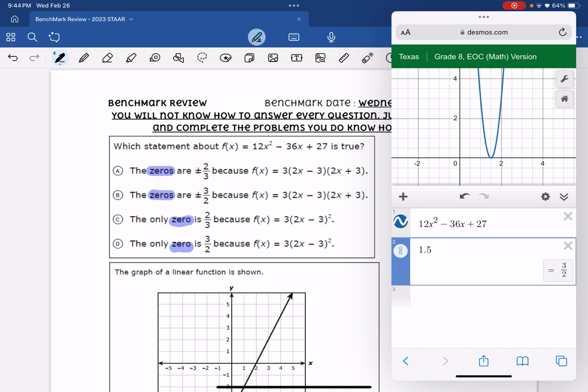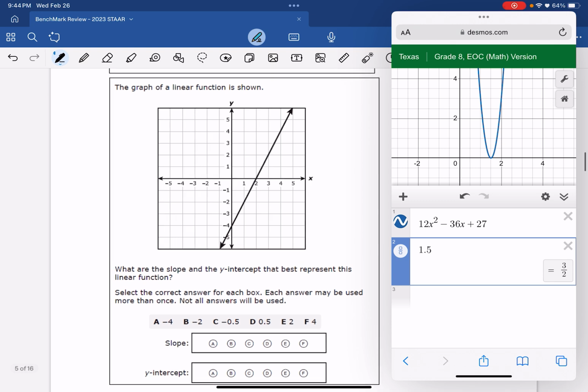So it's at 3/2. Well, there's only one 0. So it says the only 0 is 3/2, so D is the answer, right? And then they just put it into the factor, which this square just means that it's twice, and that's right, okay?